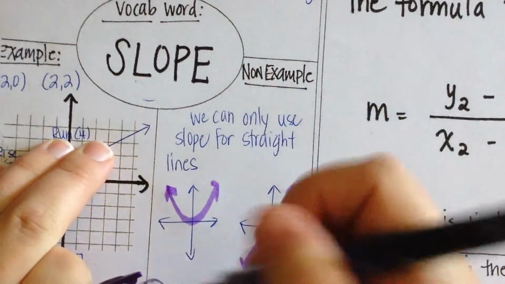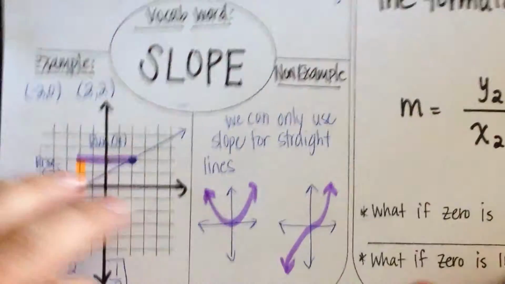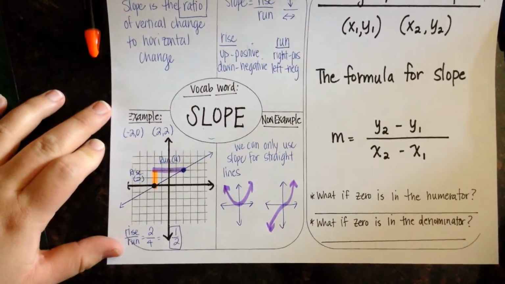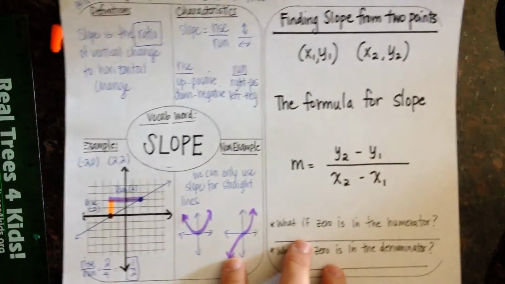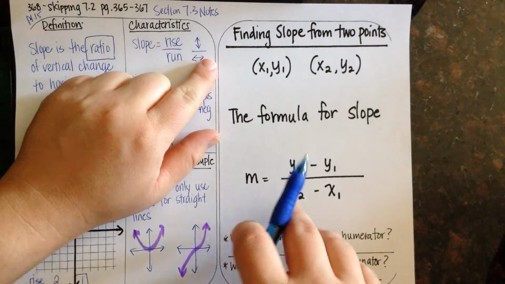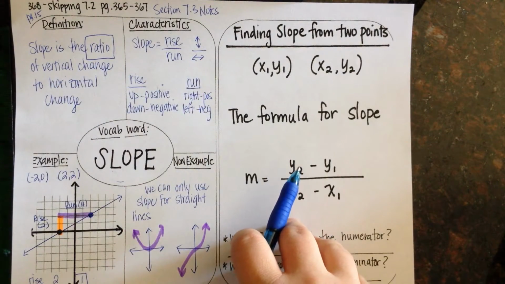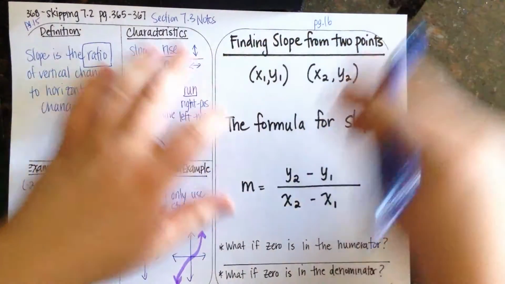There's going to be several different methods that we use. We're going to go through those in the next several pages. But slope, remember, is the ratio of the vertical change to horizontal, rise over run. Now, on this next page, finding slope from 2 points, this is going to go in your interactive journal on page 16. It's going to be its own page.